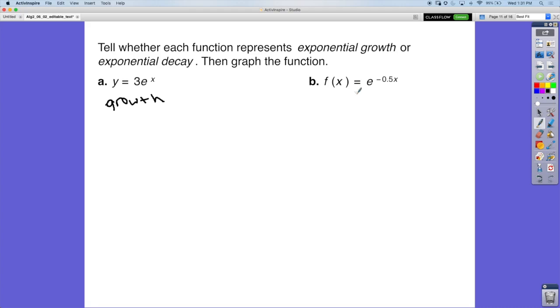Okay, this one, positive or negative? Negative, so it's decay. Okay, so I want you to take out your calculators and put this into your calculator right now. I'm not going to do this. Put it into your calculator, and then I want someone to tell me the t-chart, because this is what you're going to write down on your test or quiz.